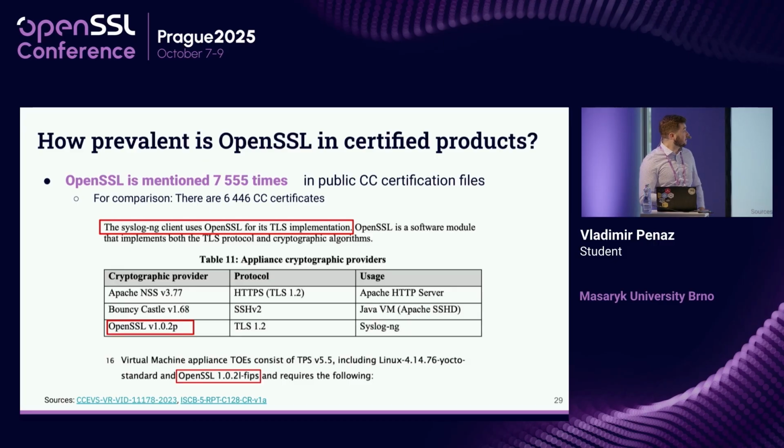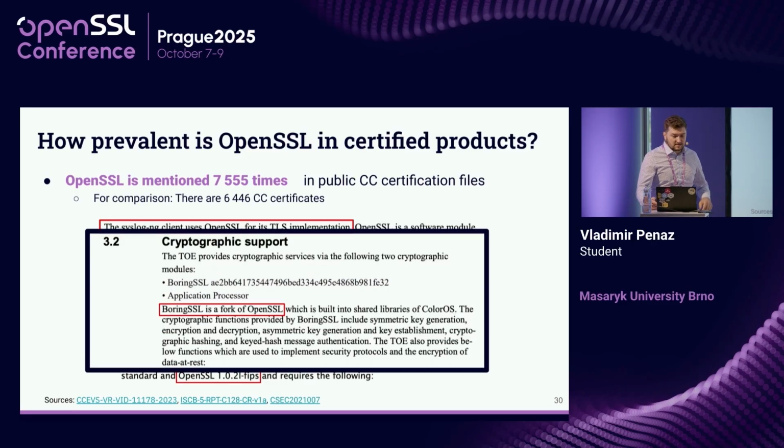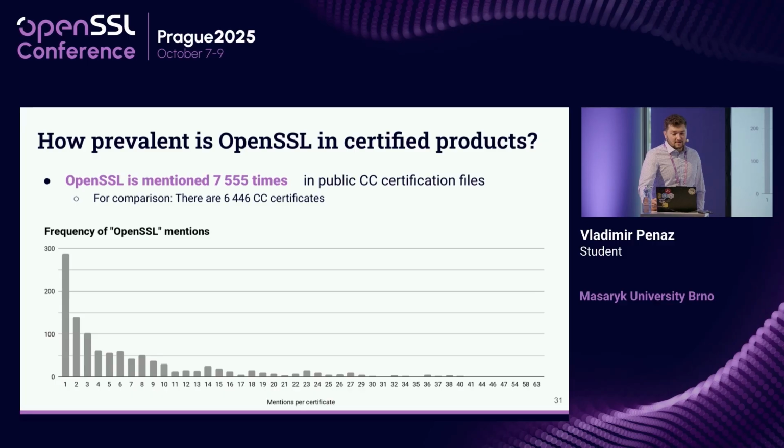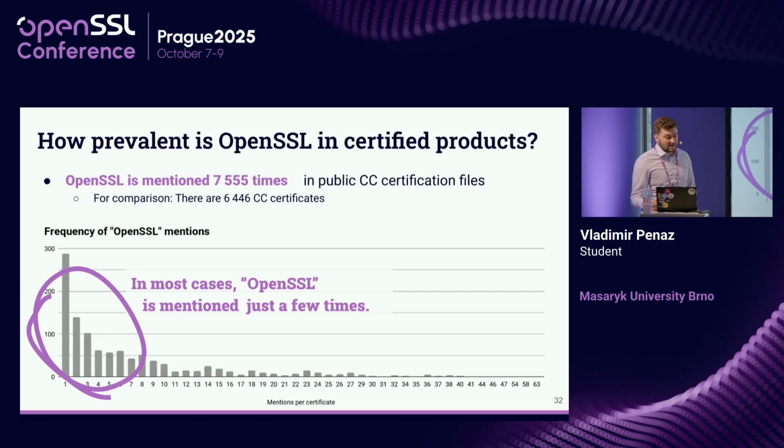Sometimes it's saying that OpenSSL is used to implement TLS. Sometimes it's just saying that OpenSSL is there in some version. And sometimes it can happen that it's saying that BoringSSL is a fork of OpenSSL, so it's actually not saying it's using OpenSSL, but it's quite a rare appearance. Here we can see the graph of the mentions, how many times OpenSSL is mentioned in a certificate. And here we see that mostly OpenSSL is mentioned just a few times, like 1 to 7 times in a certificate. So not that much.